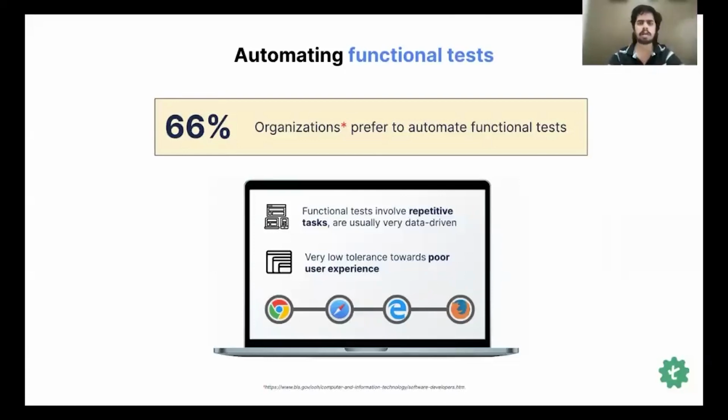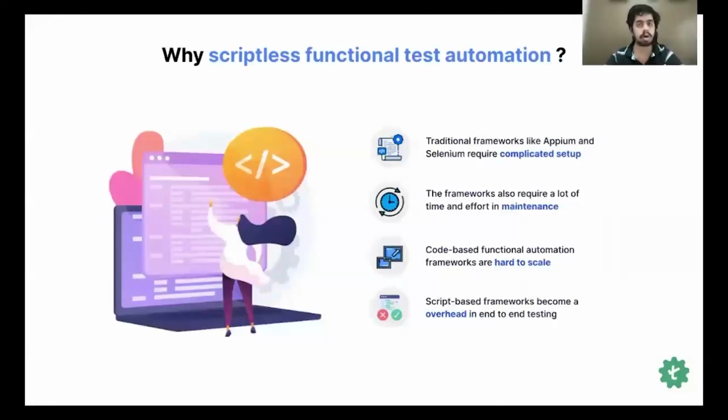How do you automate functional tests? There are two ways. You can do it either with scripts or without scripts. The problem with traditional script-based functional test automation is that frameworks like Appium and Selenium require complicated setup, and these frameworks also require a lot of time and maintenance effort, which means every time you make some changes to your code, you have to go and rewrite your test scripts.